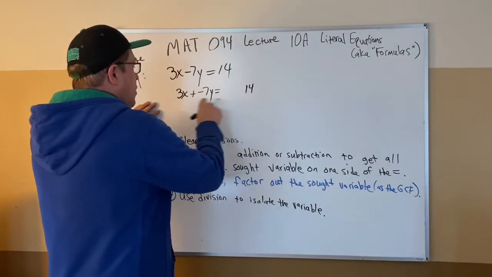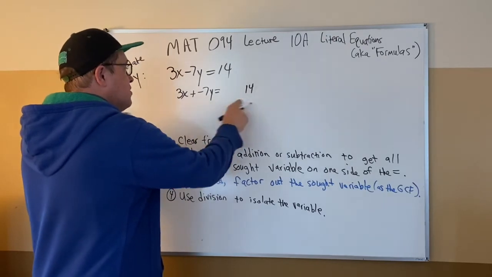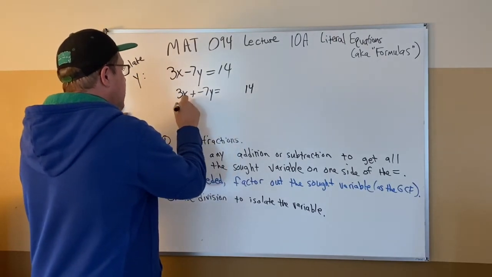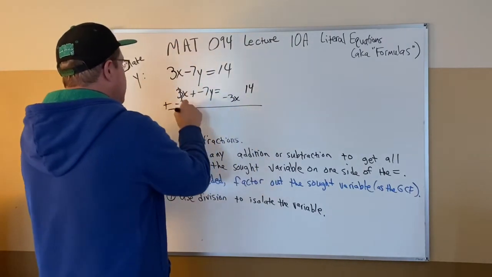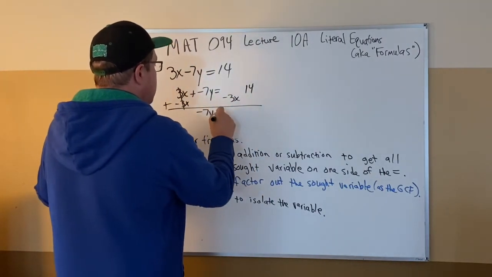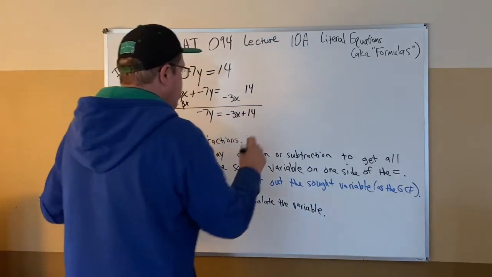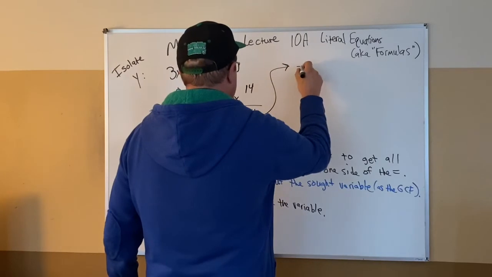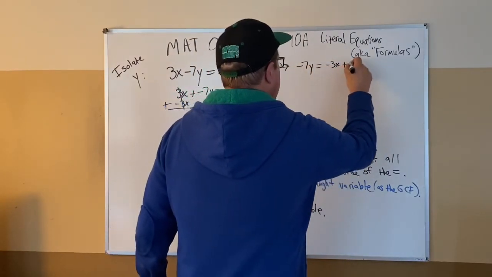I want the y alone, I need to get the y term alone, which is negative 7y. That means I'm using addition or subtraction to get this gone. Negative 3x, negative 3x. We're doing addition here, and that's gone. Negative 7y equals negative 3x plus the 14.